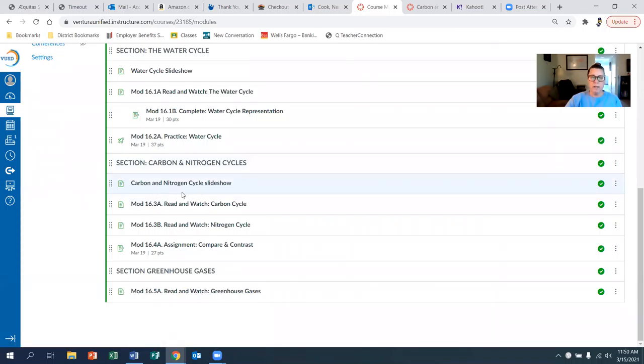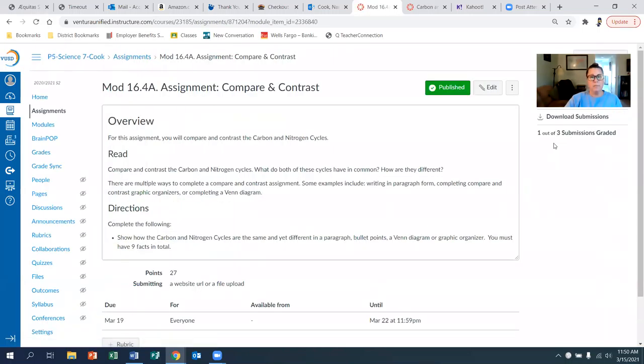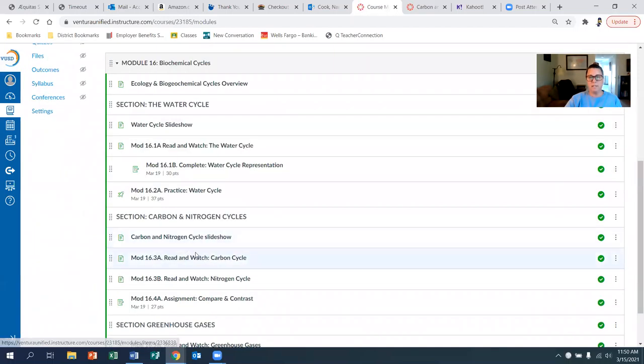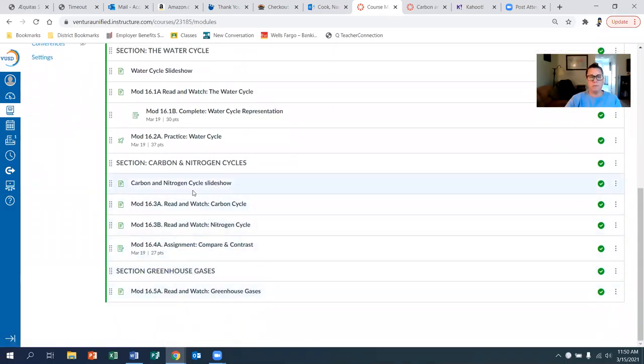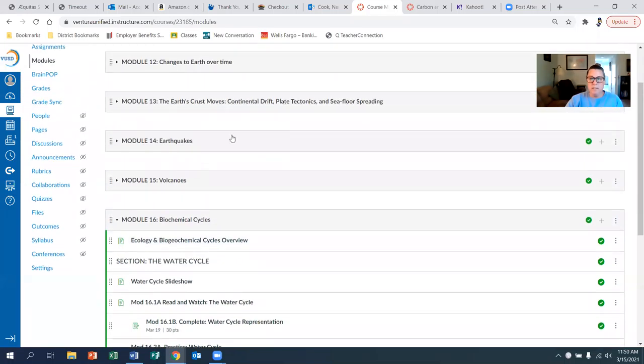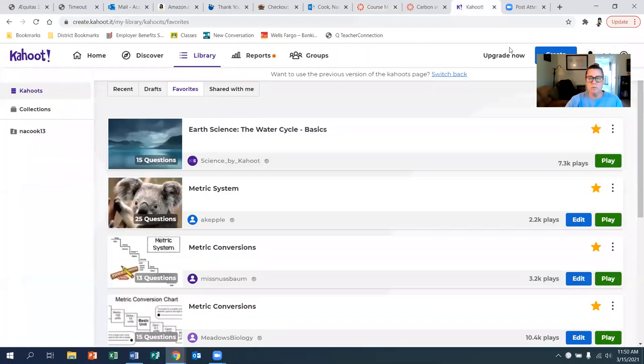And we'll go through those really quick after we play Kahoot, because you guys have an activity to do where it's compare and contrast the carbon and nitrogen cycle. Now, three people have handed it in, and I've really not been grading these yet simply because I haven't given the information out. And I just added in the module that slideshow for you. The slideshow is going to be really helpful in coming up with the 9 facts that you need. So we'll talk about them when we go over the slideshow, and we'll also talk about greenhouse gases when we go over the slideshow. So until we get to that point, we are going to Kahoot.